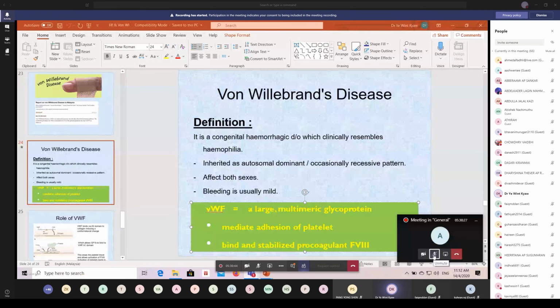So this is autosomal dominant, and this can affect both sexes. You don't need to know the details. I already explained here the role of von Willebrand factor. Okay, friends, I already explained.